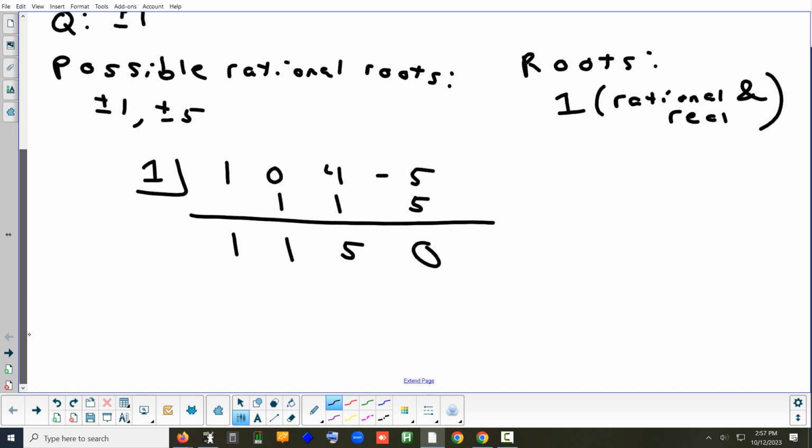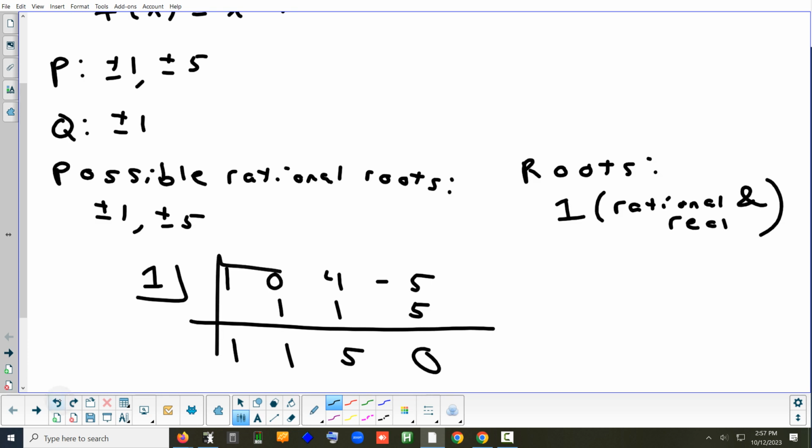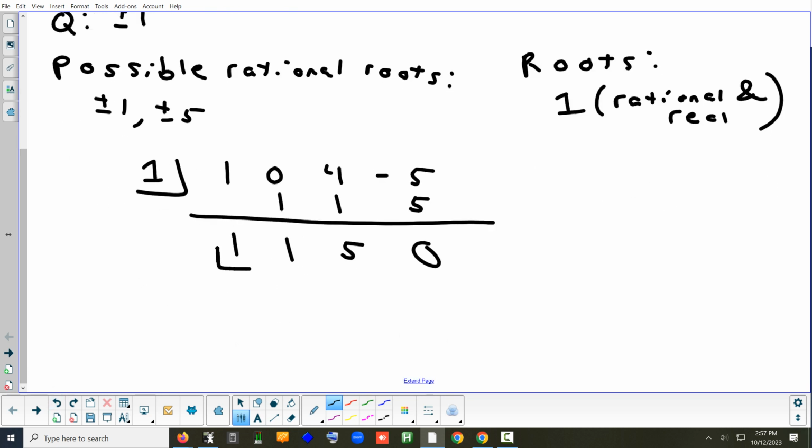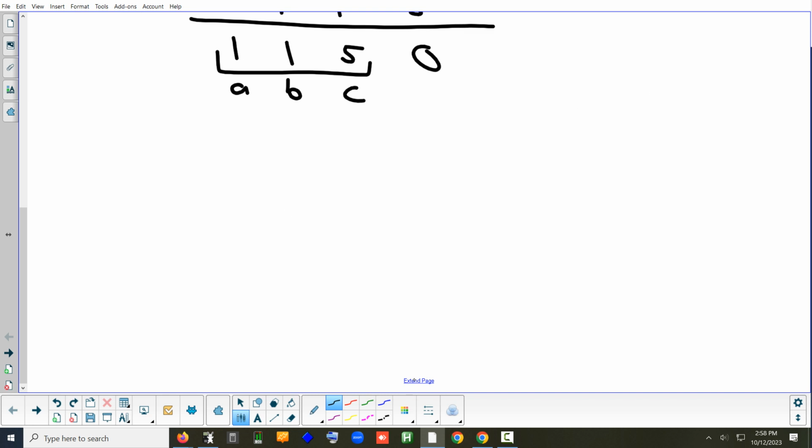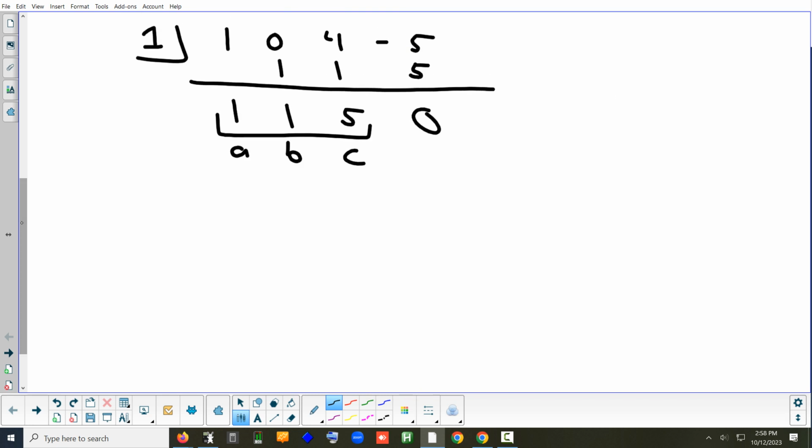Okay. So to find the other roots, what part of the synthetic division am I interested in using now? The first 3. Yeah. And what's this part called? Yeah, this part is your quotient. This is A, that's B, and that's C. Because now we're going to get ready to solve that using the quadratic formula.